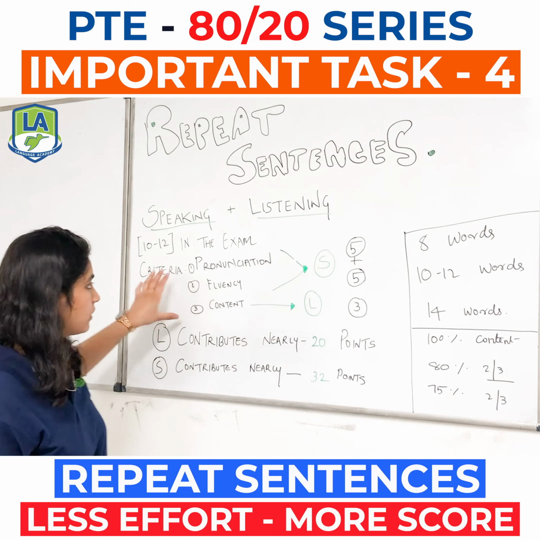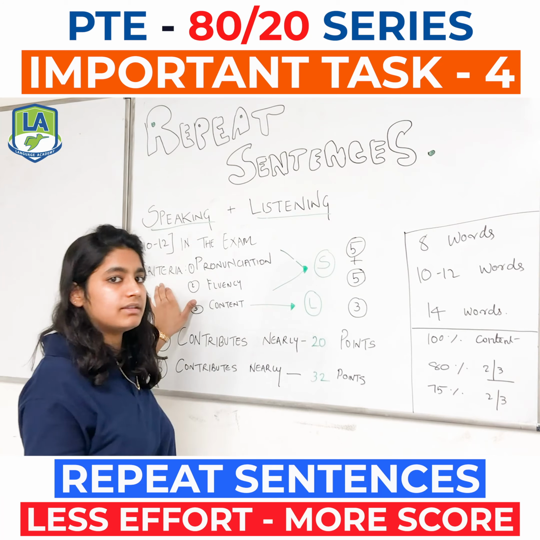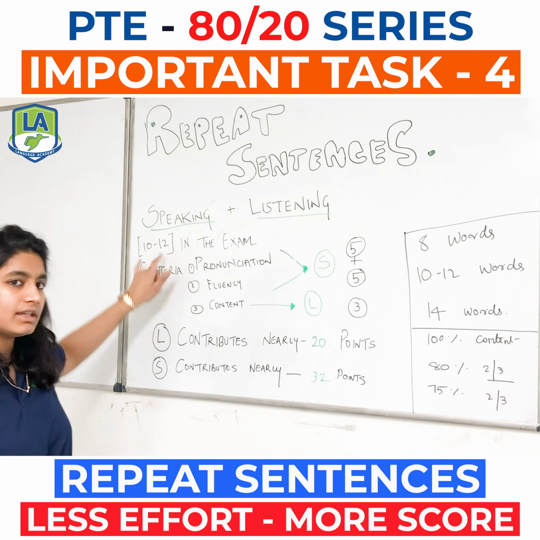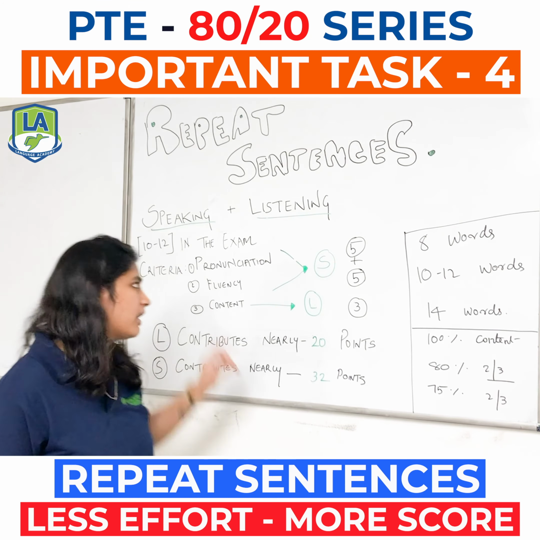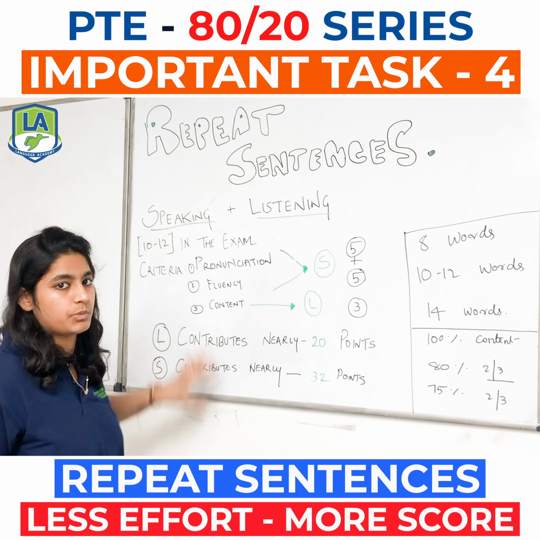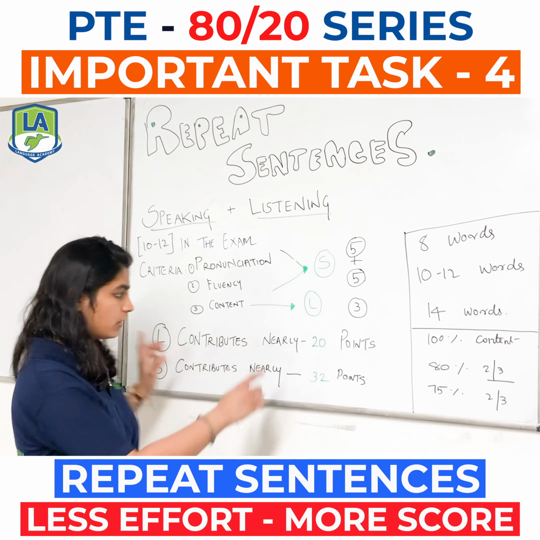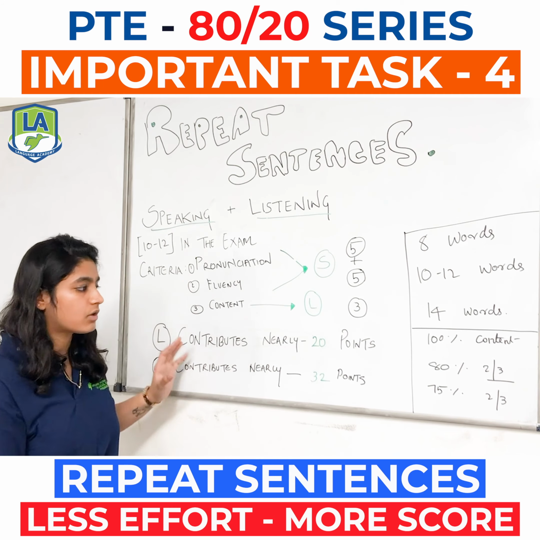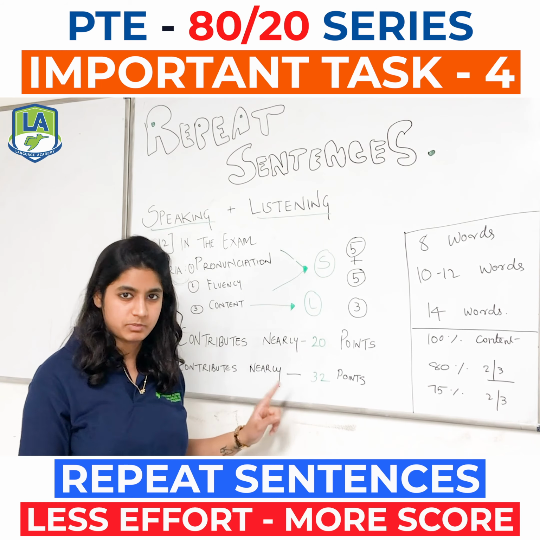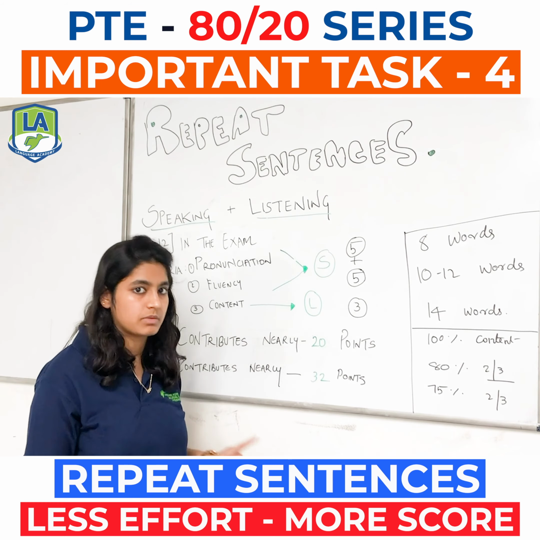That makes a total of 13 points for each question, and in the exam you will have 10 to 12 of these. On average it is around 11, but somewhere between 10 to 12, and you're supposed to do this for the repeat sentences. Very important to remember that the total repeat sentences in general contribute nearly 32 points for your speaking module. So it is the most important in the speaking.